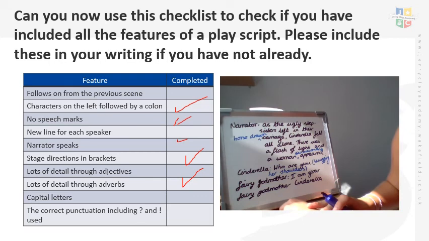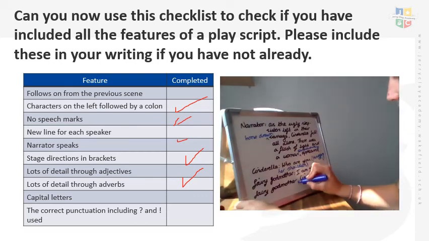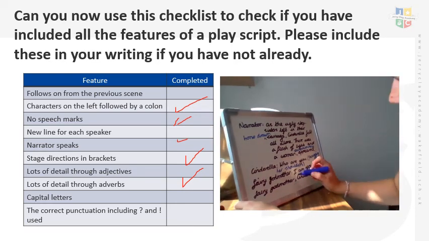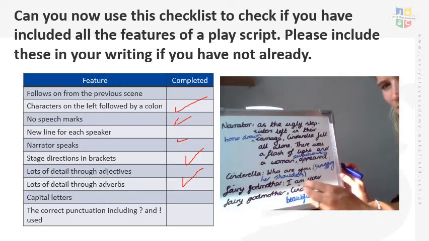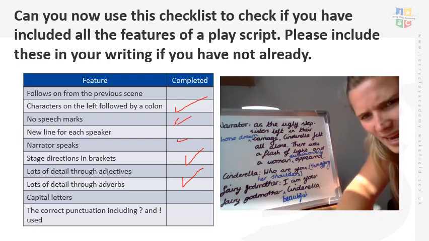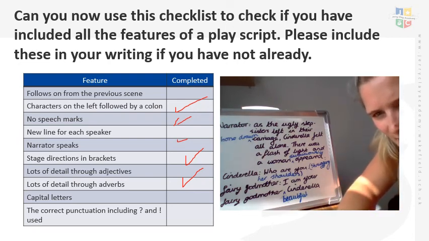Fairy godmother says, I am your fairy godmother. And I'm going to put in there beautiful. Beautiful Cinderella. Okay, so I can now go and add. Yes, I've put in some adjectives. Yes, I've put in some adverbs, so I can tick those off.